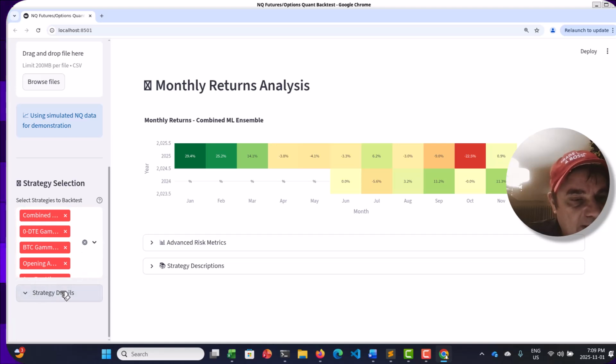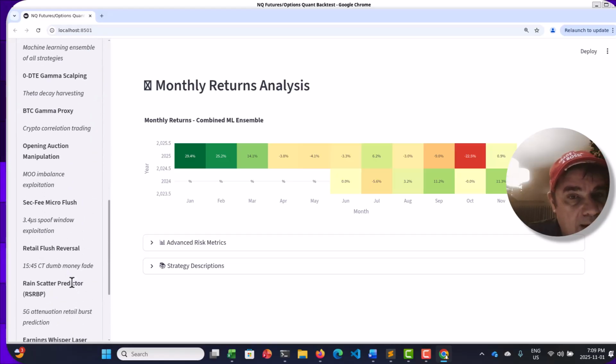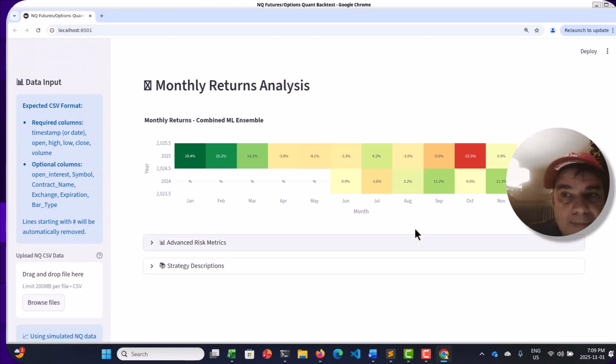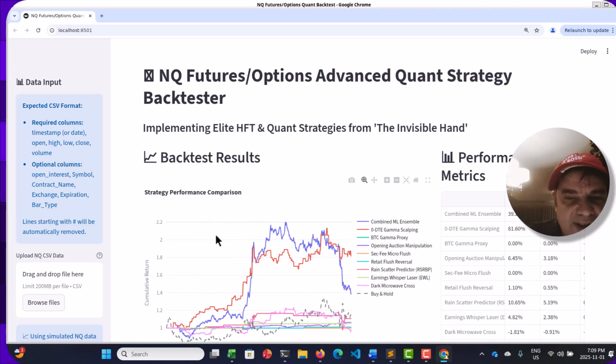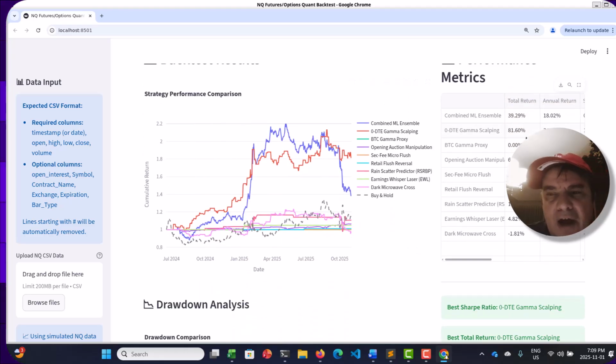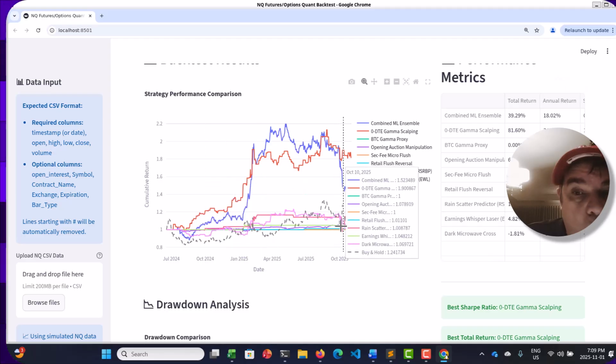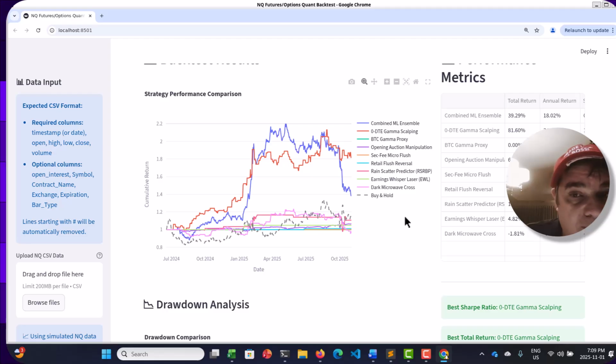Okay, let's see. Strategy detail. So here's all the detail explained. I don't know if it loads in. Oh, I think it loads in everything. Okay, cool. So this is pretty good. So here's all the strategies I've loaded in. Again, some of these strategies are going to work, some not going to work, based upon the simulated data. We're just looking at what the best strategy is that HFT firms use, based upon what the AI told me and how a lot of these trading firms do it.